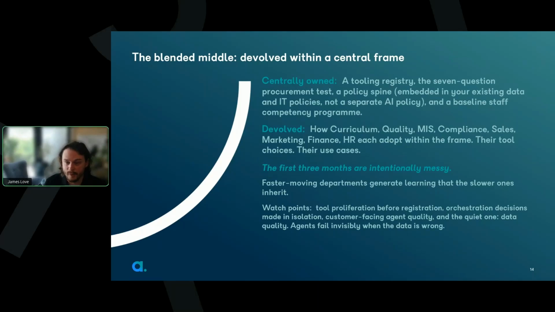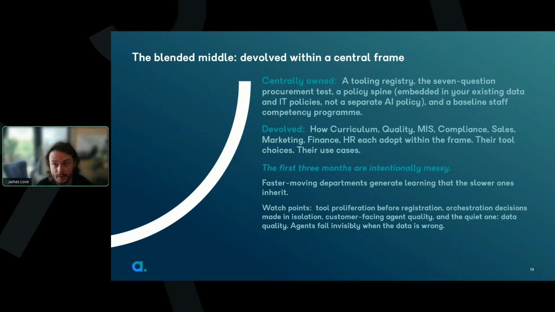This is what's worth taking away here, is that the first 3 months of this kind of process, or adopting in this way, are intentionally messy. Parallel experiments will be run with overlapping evaluations, and you'll have partially formed integration points. That's not a failure, that's actually part of the design, allowing you to move faster and generate learning that helps you build that better outcome longer term.